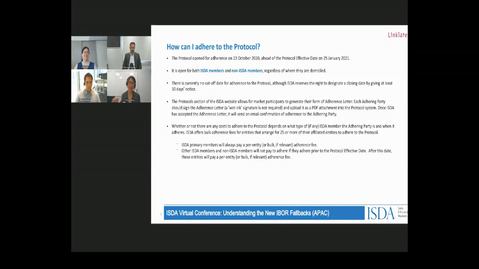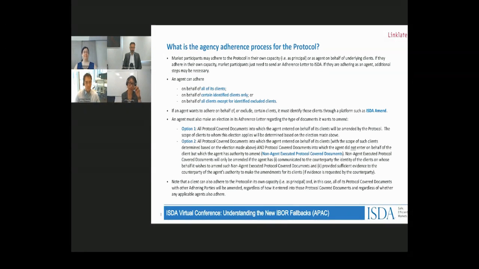So what is the agency adherence process for the protocol? And this is really what my client who called up yesterday wanted to know. If I'm an agent, what do I do? What do I do with all these funds that I act for? So really, for that client, what you'd say to him was, well, you can adhere to the protocol on your own account for all those trades that you may be principal for, but you can also adhere for the trades that you act as an agent for on behalf of certain underlying clients.